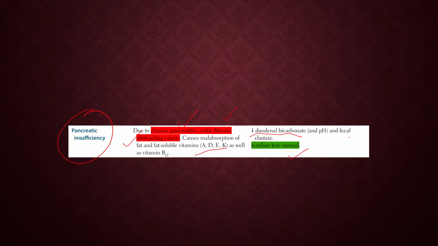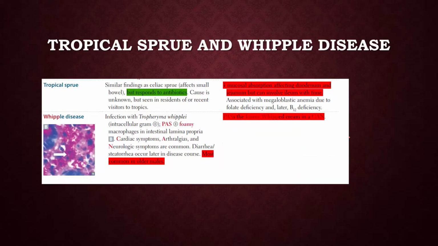So next is tropical sprue. Tropical sprue has similar findings to celiac sprue, that is celiac disease, but it responds well to antibiotics, right? This is very high yield. It affects the duodenum and jejunum mainly. Celiac disease also affects the duodenum and jejunum, but with time it can involve the ileum as well.